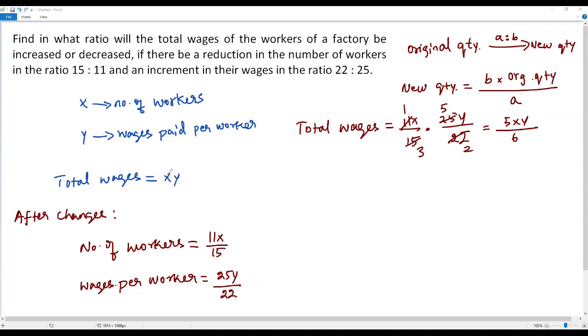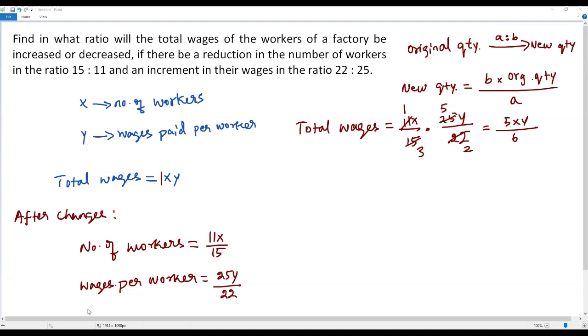Okay, so can I consider the coefficient of XY over here? Do we have any number in front of XY? No, we don't have any number. So we have to assume there is 1. So before changes, the total wages of the factory is 1XY. Now we can divide 5 by 6 using a calculator.